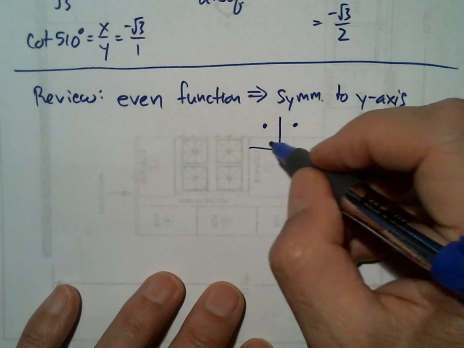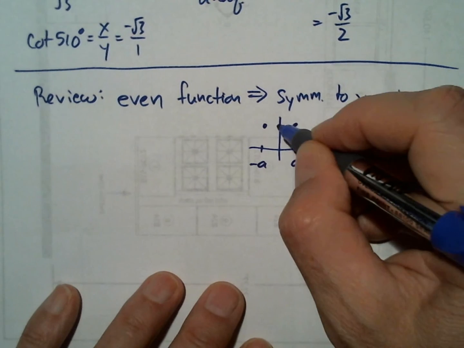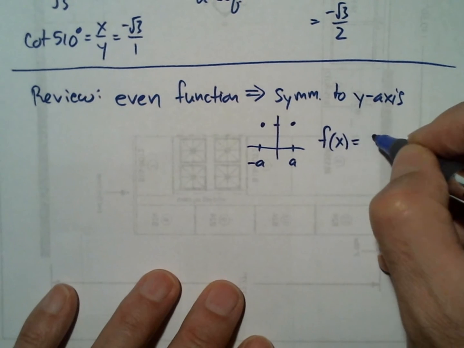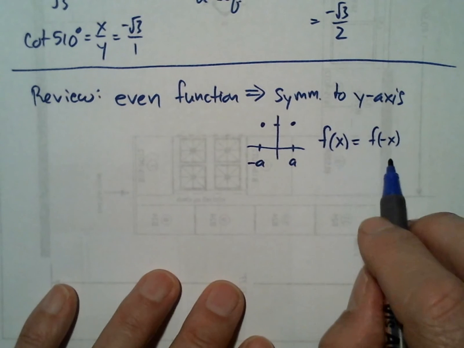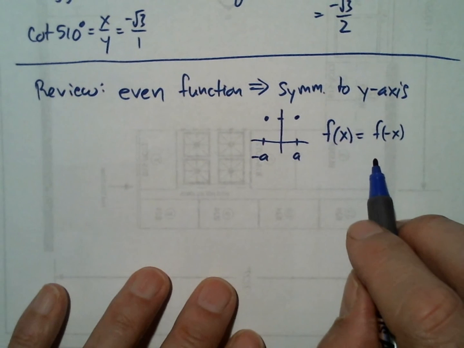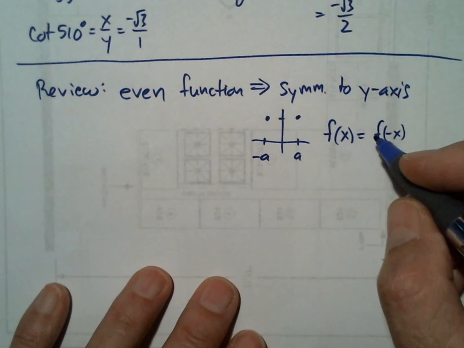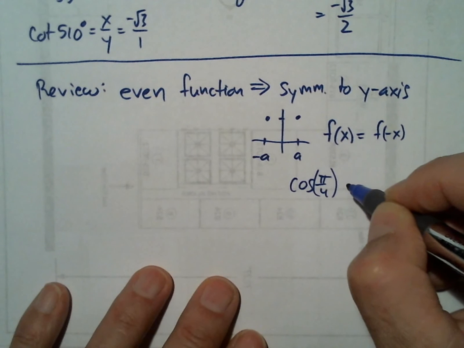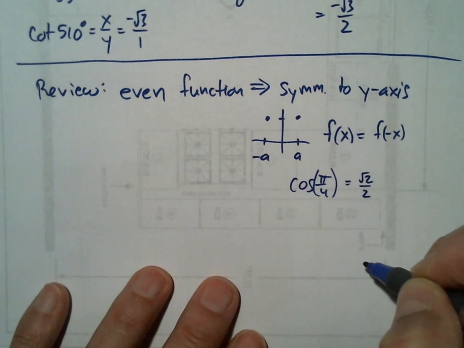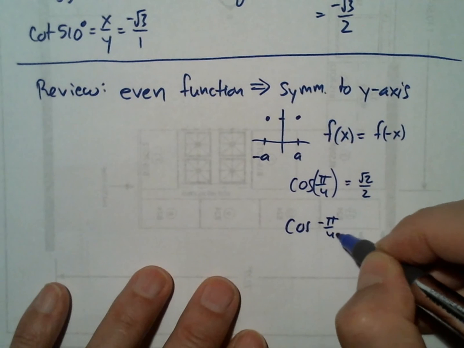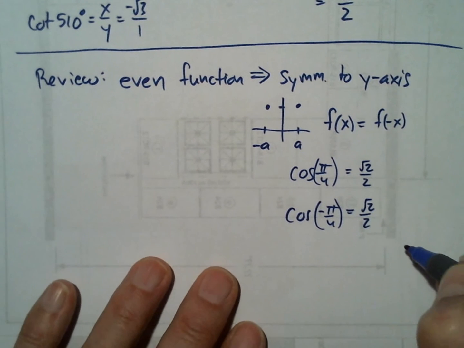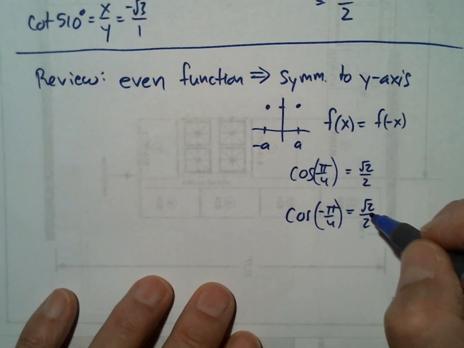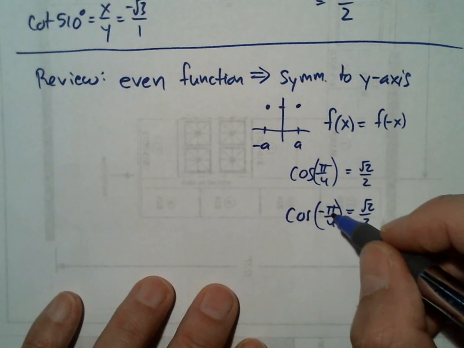then you could have points like this, where if that's a, then that's negative a, and it has the same y value. So we know that f of x is the same as f of negative x. That's the characteristic of even functions. And we can see that cosine of pi over 4 and cosine of negative pi over 4, they both equal the same value, so we change the x value, change the sign, we get the same y value, so it turns out cosine is an even function.